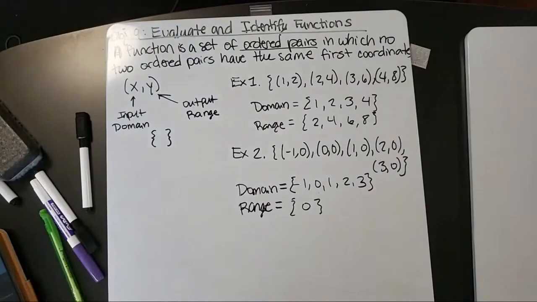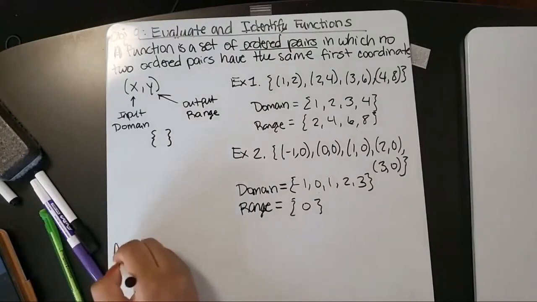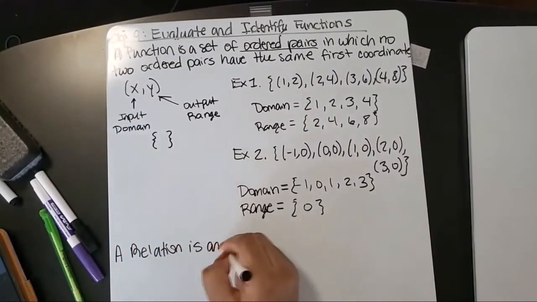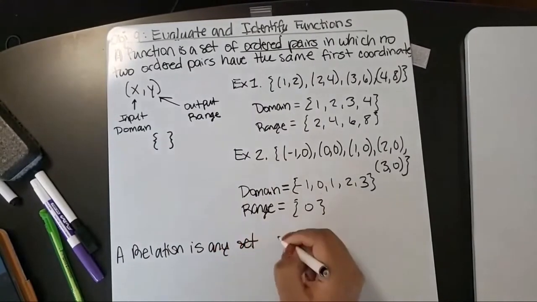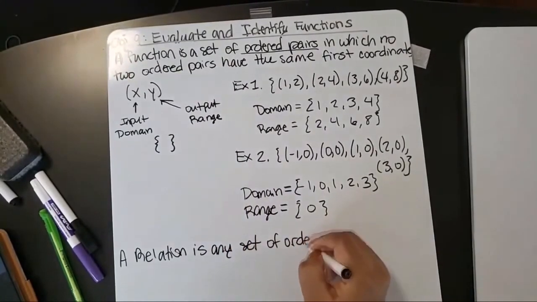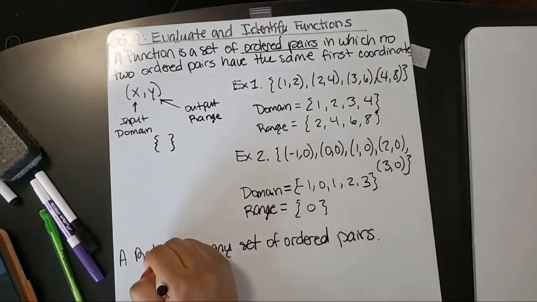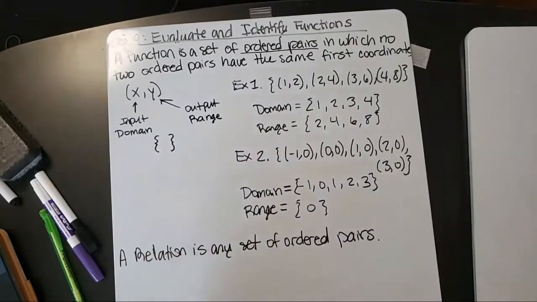So the next thing that we're going to talk about is a relation. And this is basically just a definition. A relation is any set of ordered pairs. And a function is a type of relation. Okay. So that's the basic thing that you need to know about a relation. A function is a type of relation.